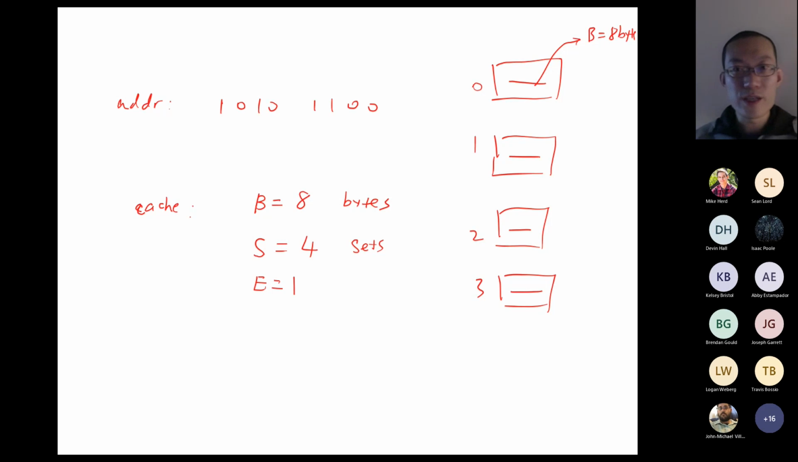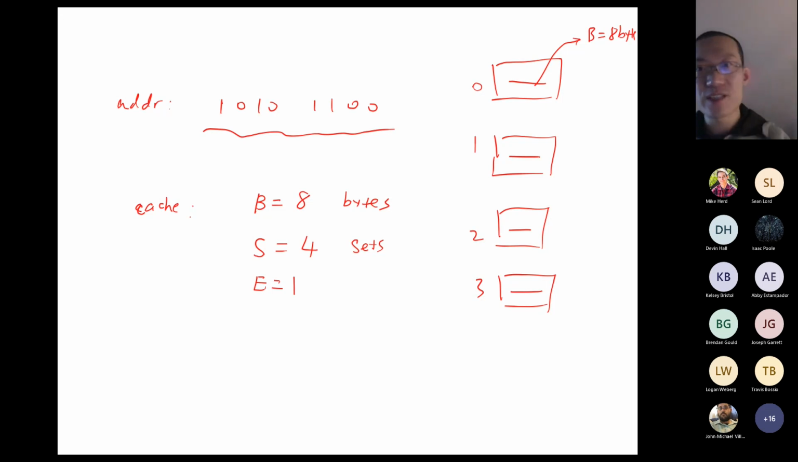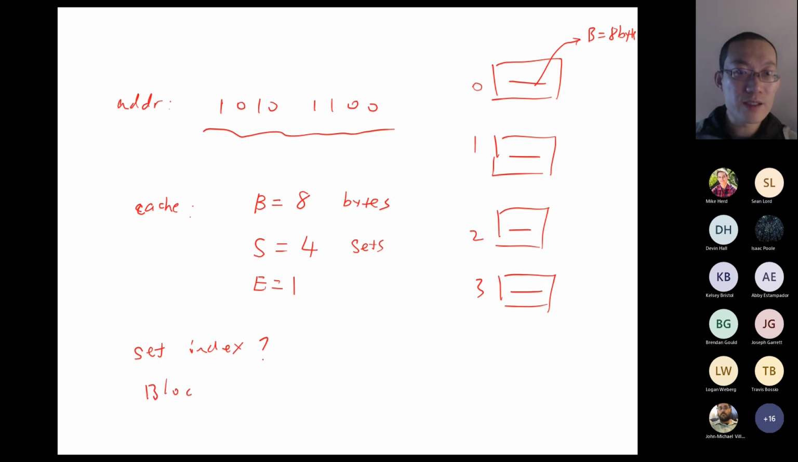Now, my question is, if we have such an address, could you tell me what is the set index we're going to look at in the cache? And what is the block offset we're going to look at? I will give you 2 minutes. You can tell me the answer.